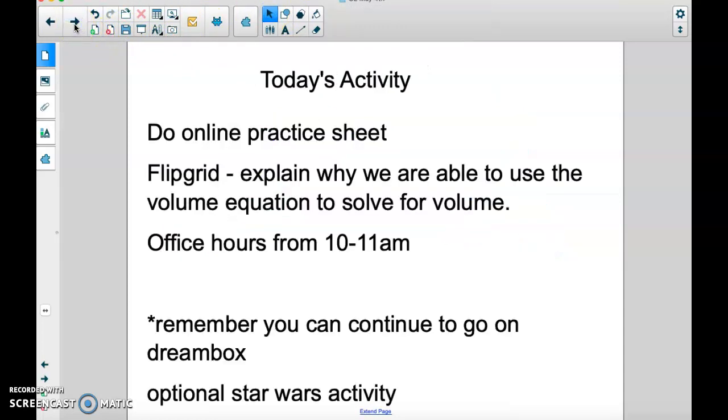So for today, you've got a practice sheet to do online. I also want you to go on to Flipgrid, and we kind of talked about it today, but I want you to think about why. Explain why we're able to use that volume equation to solve for volume. Okay, why does that allow us to find the volume?